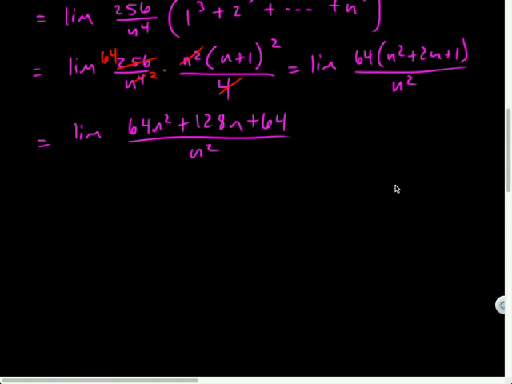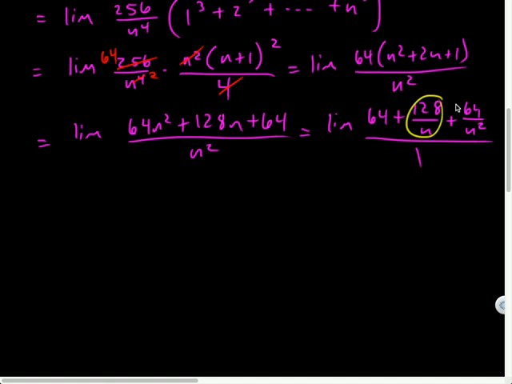And then you guys would, as limit experts that you are, at least when limits approach infinity, say, oh, we could divide everything here by n squared, and we'd get the limit of 64 plus 128 over n plus 64 over n squared, all over 1. And when I take that limit, this 64 over 1, yeah, I get an area of 64.